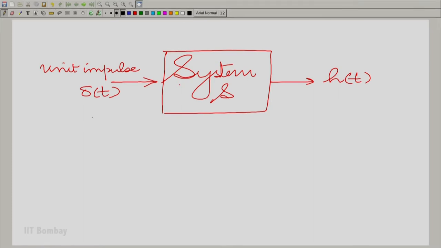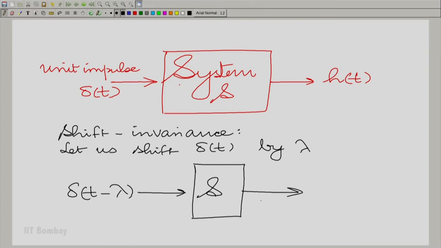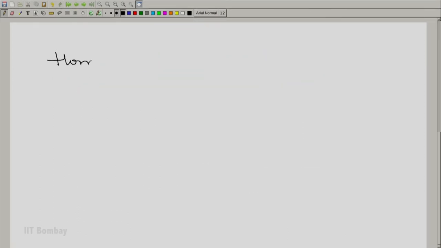Now, let us in particular invoke shift invariance first, and afterwards homogeneity. So, shift invariance. Let us shift the impulse by lambda. So, I have delta(t minus lambda) being given to the same system. Shift invariance would imply that the output should be h(t minus lambda). Now, let us invoke homogeneity.